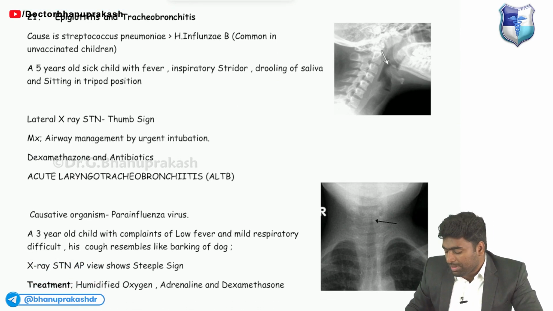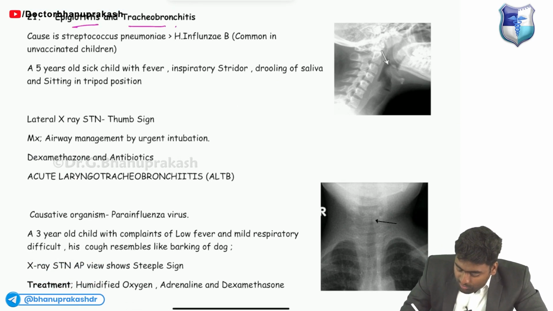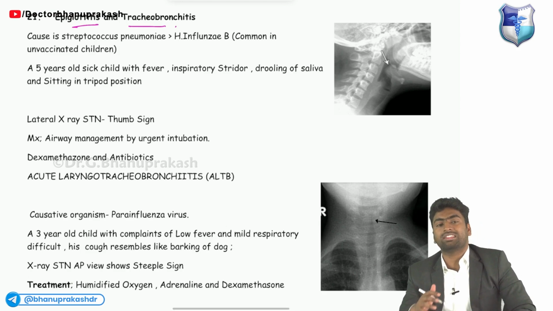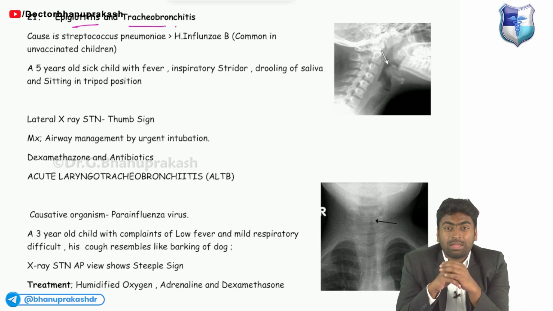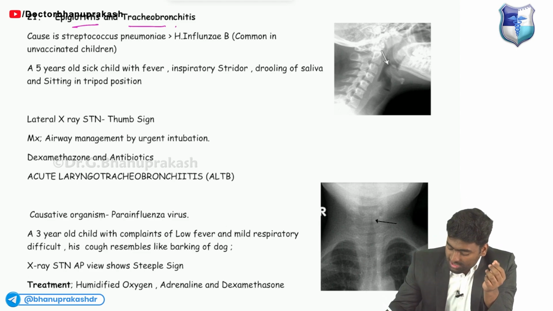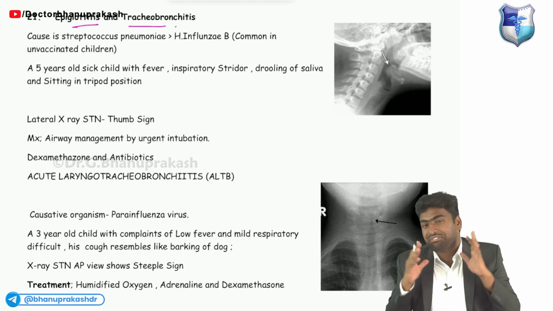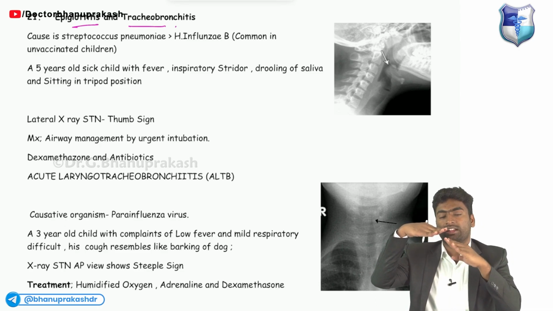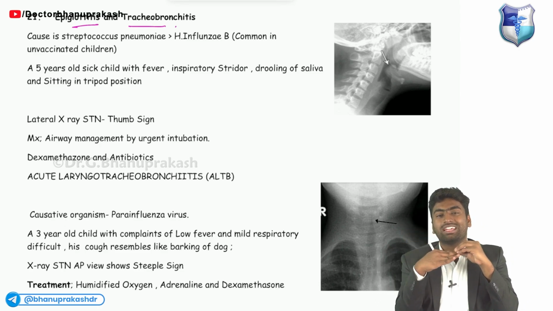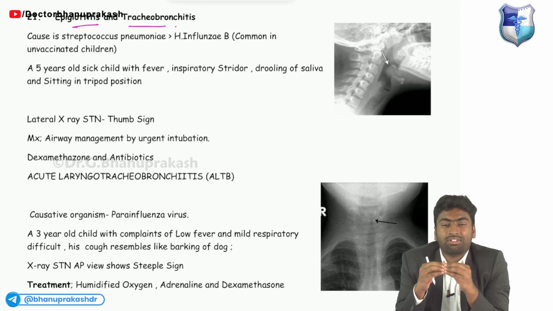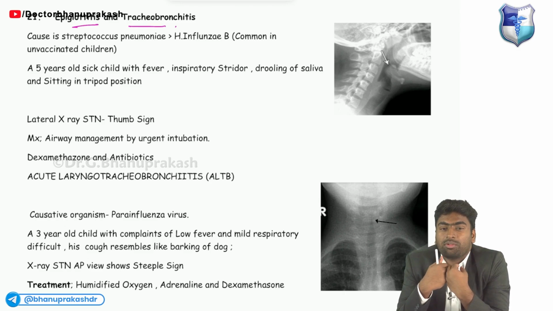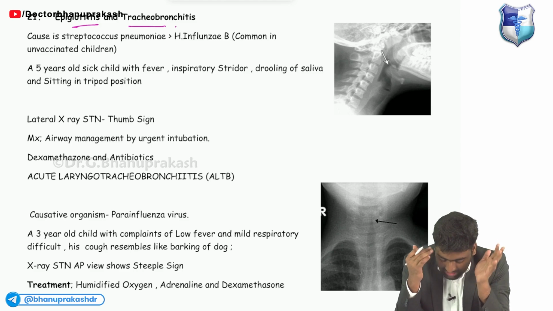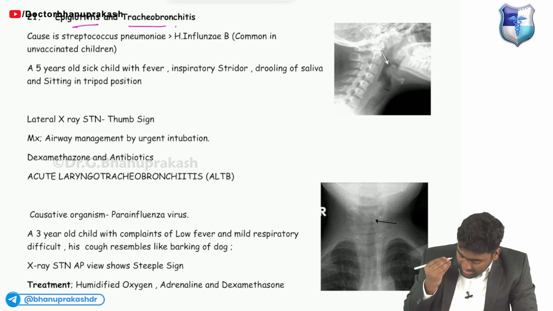If you see epiglottitis, it is the inflammation of the epiglottis. We know the epiglottis is in close relation with the tongue. So if there is inflammation of the epiglottis, it will irritate the tongue. Here is the tongue, here is the epiglottis. When it starts irritating the tongue, the child will not swallow the saliva, so there will be drooling of saliva. The child will have difficulty in swallowing, in breathing, and everything. So this is the typical feature of epiglottitis.